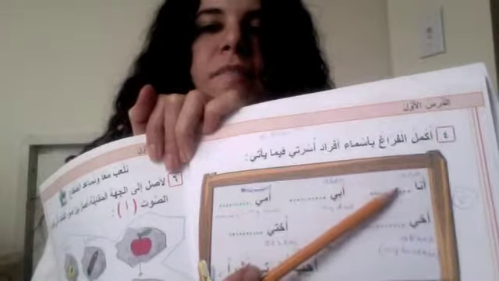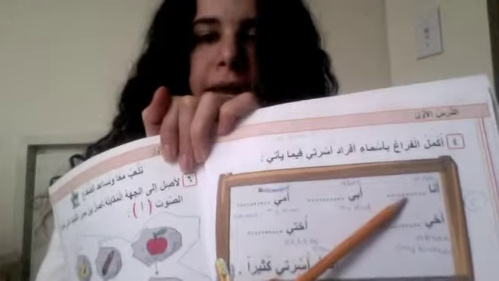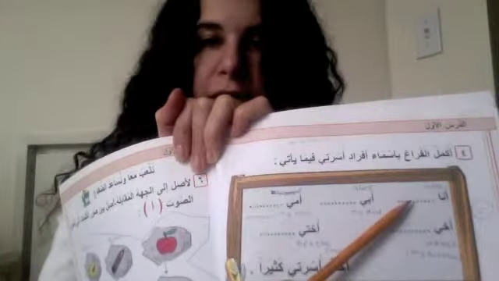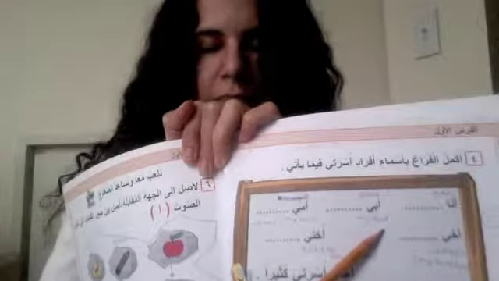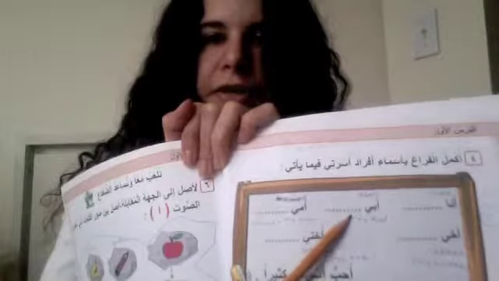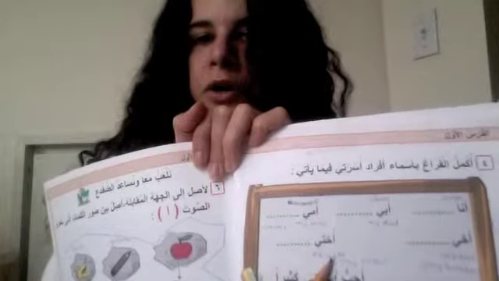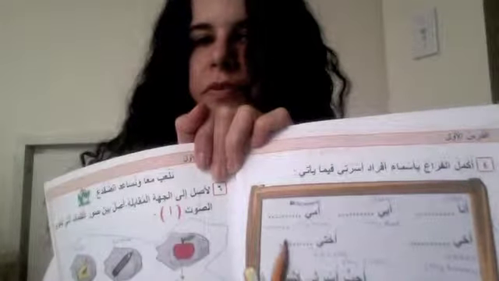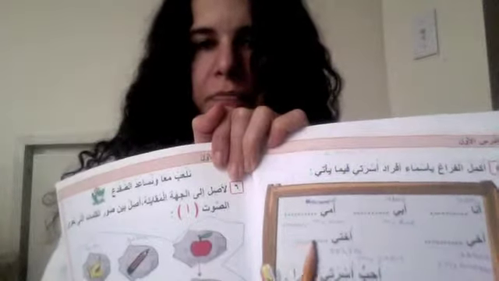Ana means me or I. So just write your name here in the blanks. You can write your name in English. That's fine with me. Abi, my dad, my father. Write your dad's name right here. Ummi, my mom. Write her name. Ukhti, my sister. If you have a sister, go ahead and write her name right here. If you don't, then you can just leave it blank. And akhi, my brother. Put your brother's name here. If you have more than one brother, you can write them all, or you can just write one of them.